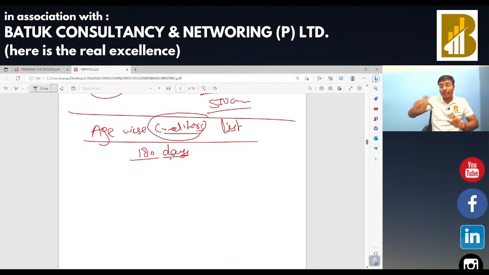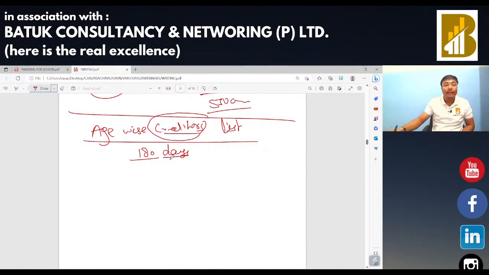How are you going to check? So you need to demand the age-wise creditors list and compare the same with the creditors' ledger. You need to check the creditors' ledger and the party-wise creditors' ledger to analyze whether payment has been made within 180 days or not, and if the taxpayer has not made the payment within 180 days, in that case you can raise the demand on account of interest and input tax credit reversal.